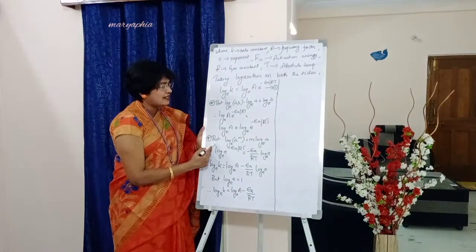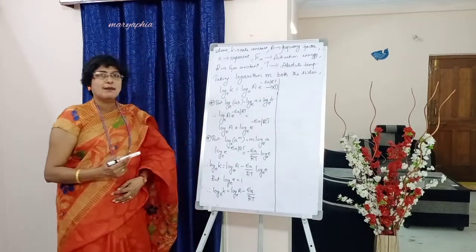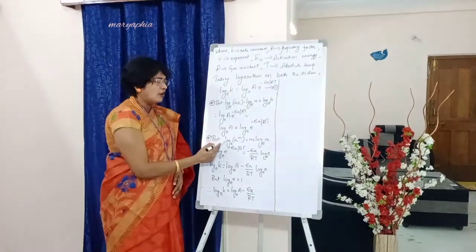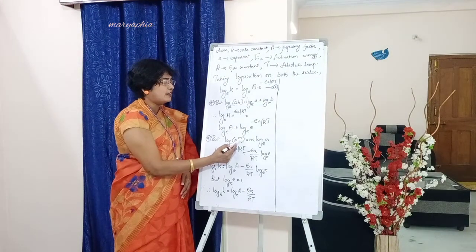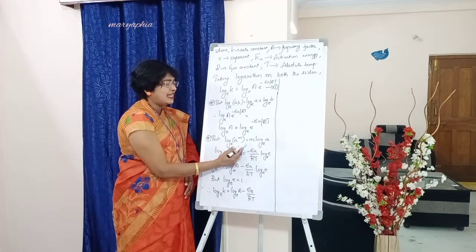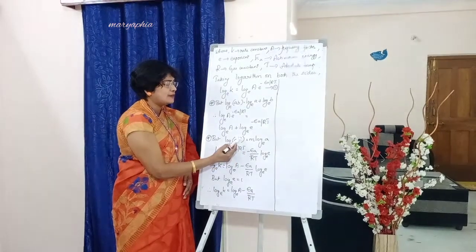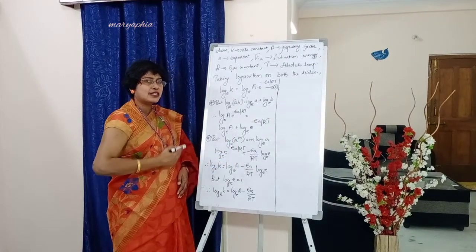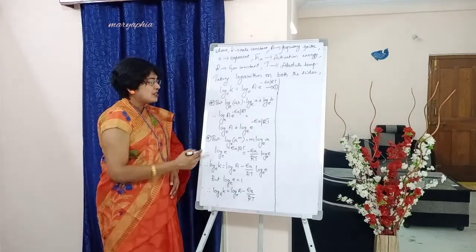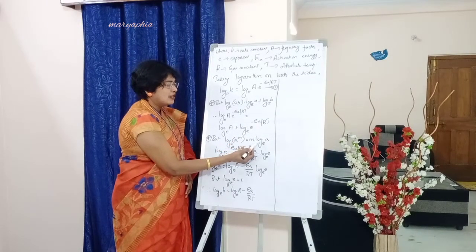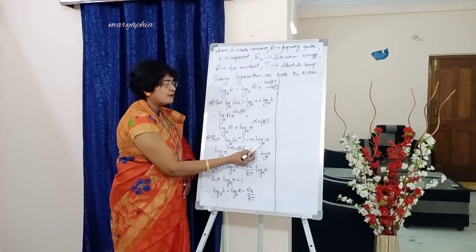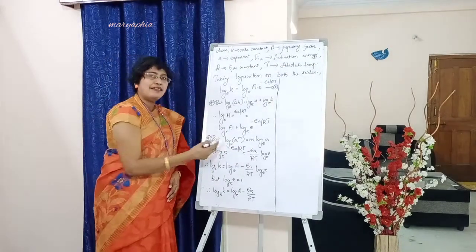But we know that log of a to the power m, students, a to the power m base e, can be written as this: whatever power is there, this comes in front, students. So it is equal to m log of a base e. This is where we will apply.